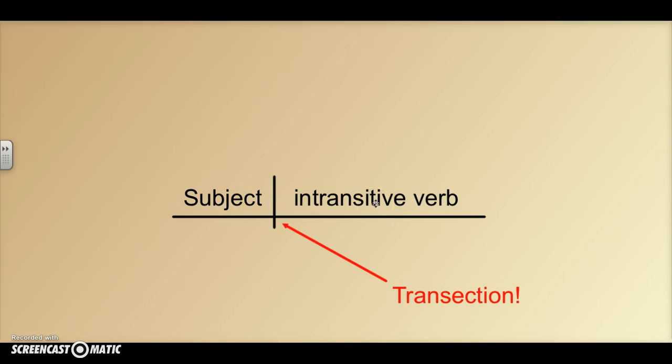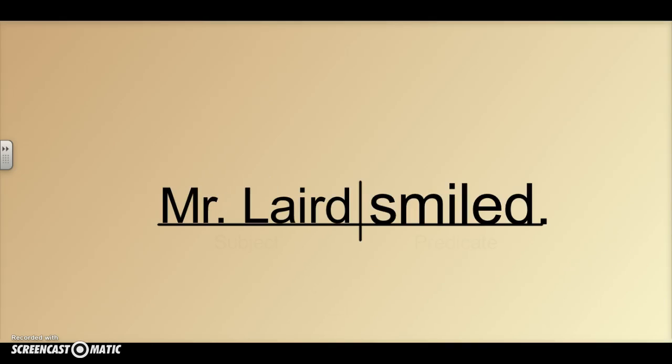If you have an intransitive verb, the intransitive verb is the only thing that comes after this vertical line that transects the horizontal line. So "I ran," "she sang," "he ate." Those would be examples of simple sentences that are intransitive verbs. So "Mr. Laird smiled."